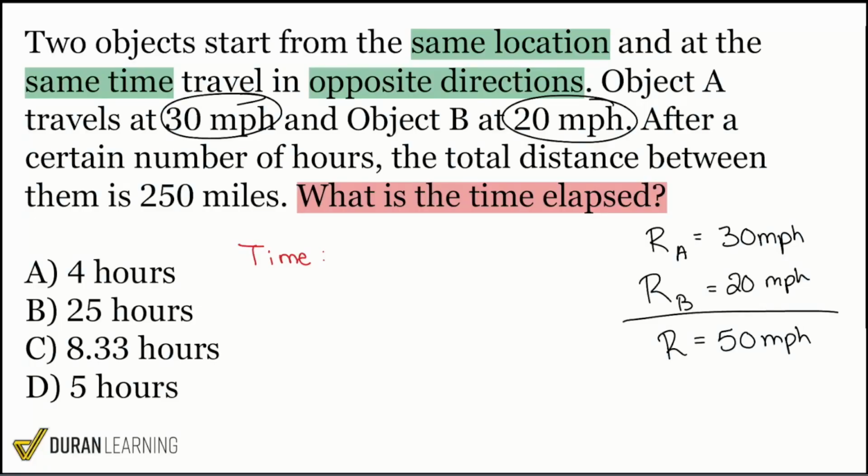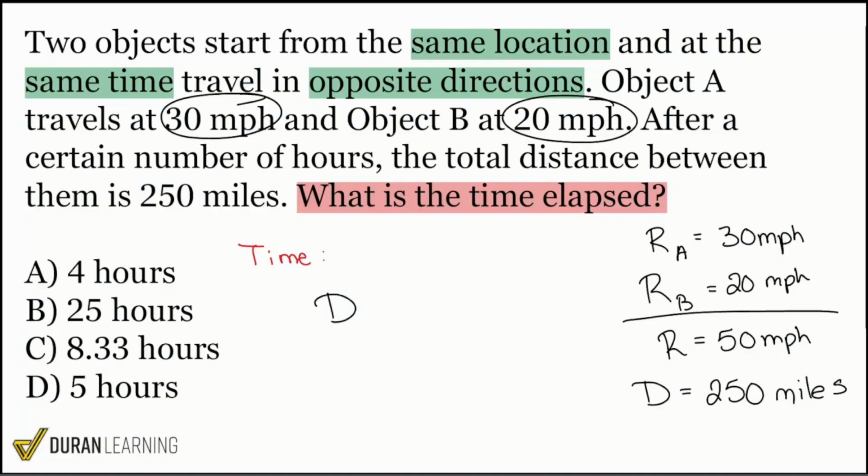Let me keep that there on the side and bring everything else back here. So we left off here. Let's keep reading. After a certain number of hours, again, the time that we're looking for, after a certain number of hours, the total distance between them is what? 250 miles. So we have our rate being 50 miles an hour, the total distance at the end of it all being 250 miles, excuse me. But there we are, everybody. If we're trying to find time in the distance rate time formula, we need the relevant rate and the distance, and that's what we have.